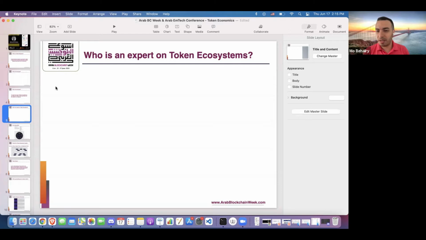So who's an expert in token economics? I don't know if you guys can still interact or not. You can type, you can talk. But basically, what do you think are the skill sets needed to create a token ecosystem?